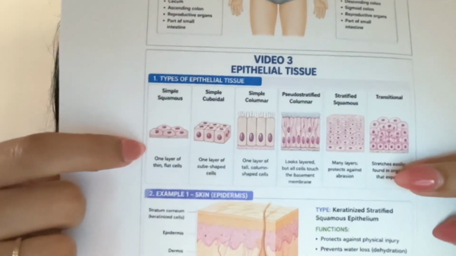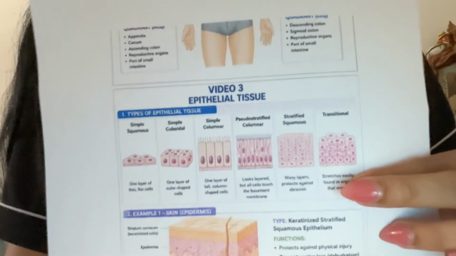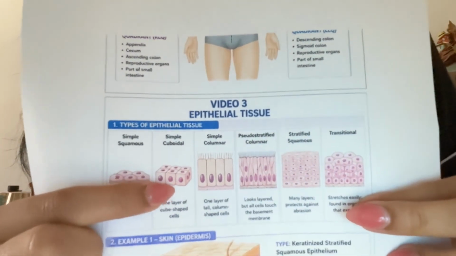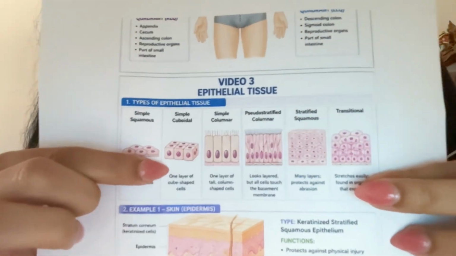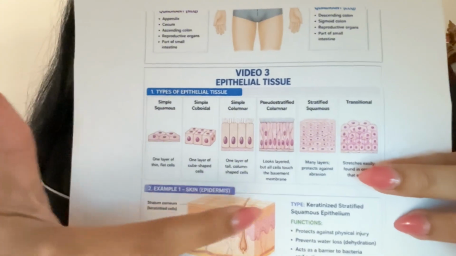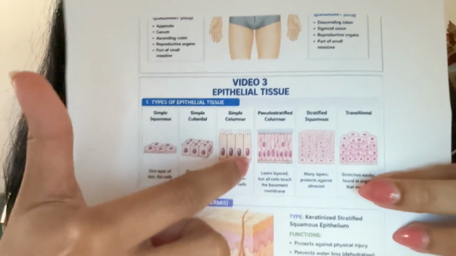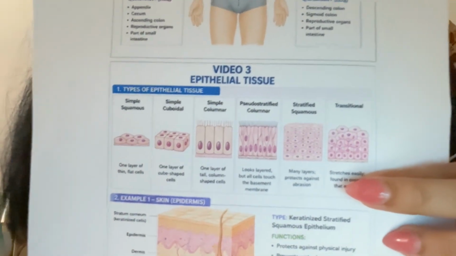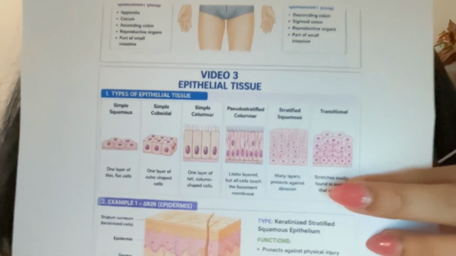We have the simple squamous, which consists of a single layer and it's flat. We also have the cuboidal, which consists of cubical shapes, as we see here, that are specialized for secretion and absorption, which are usually found in the kidney or the glands. And then we have the simple columnar epithelium, which are tall cells that we see here that are specialized for absorption and secretion.